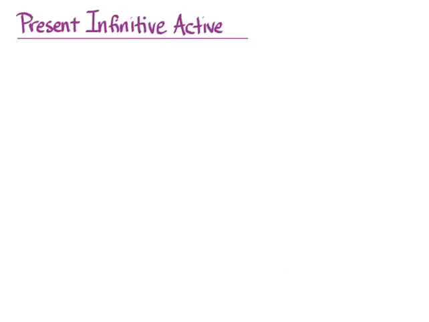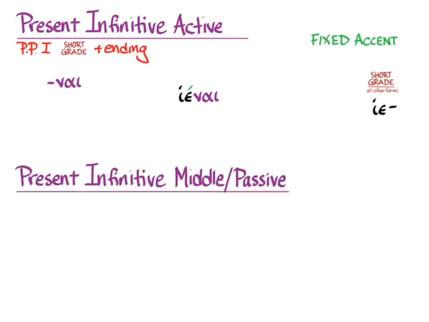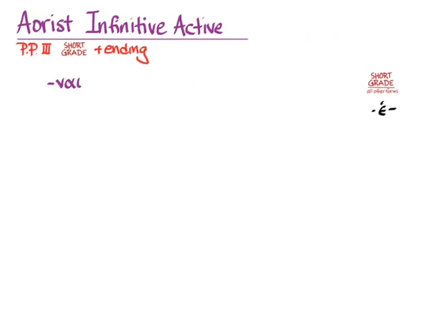The present infinitive active, of course, will come from the first principal part short grade stem plus the ending nai, and we'll get there the form hienai, with fixed accent over the second to last syllable. The present infinitive middle passive, first principal part short grade with the ending sthai, and we'll get hiesthai. For the aorist, we'll use that short grade epsilon with a rough breathing and the ending nai, but we'll really contract it with the ei that we're more used to from thematic contexts, and that's what gives us heinai. So the only difference between this infinitive heinai and the infinitive of the verb εἰμί, that is εἶναι, I am, is that breathing. So really keep an eye on the breathings.